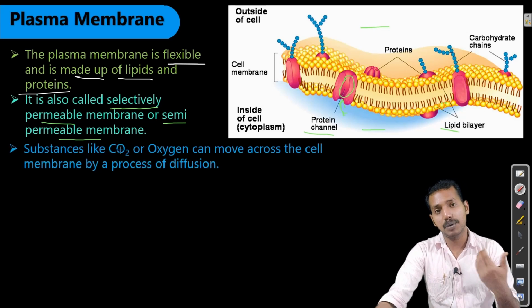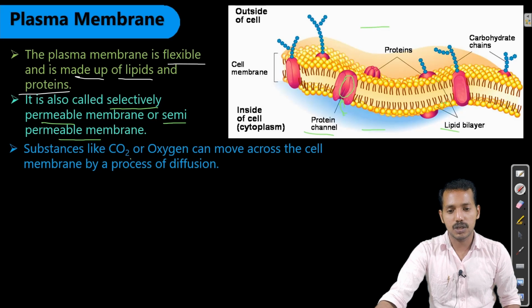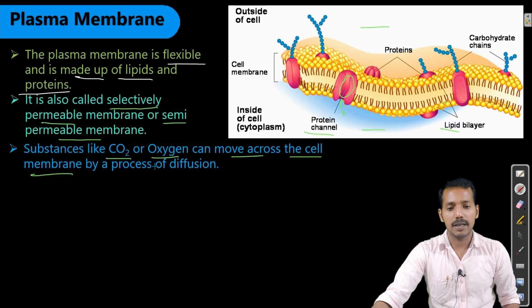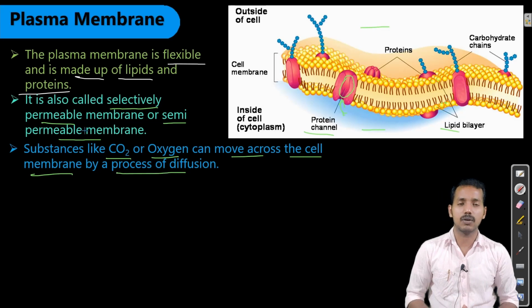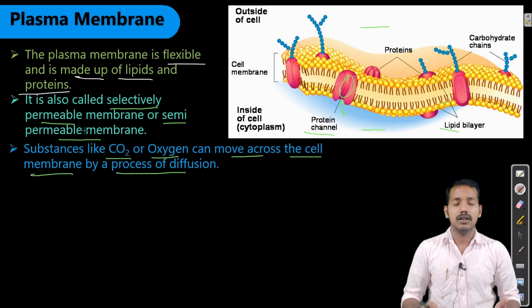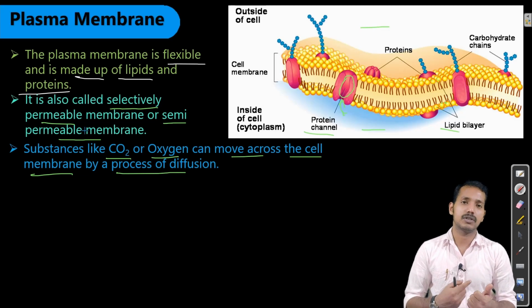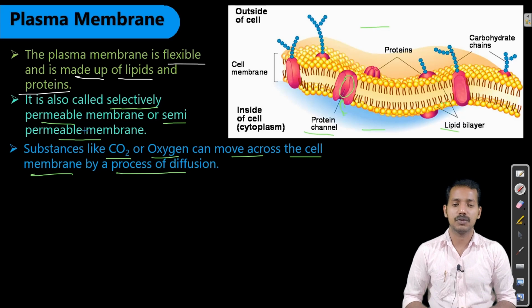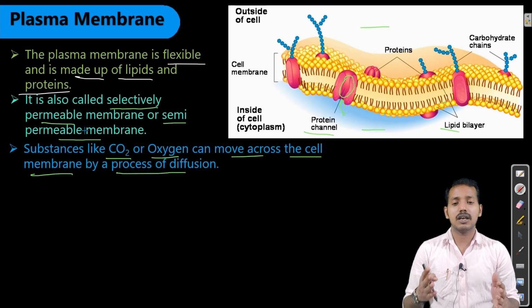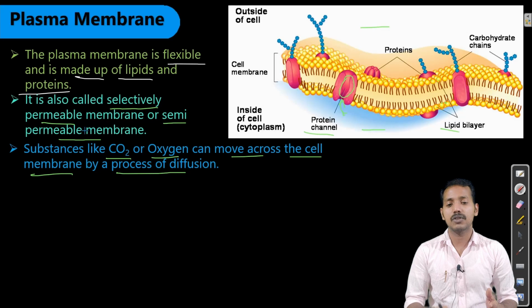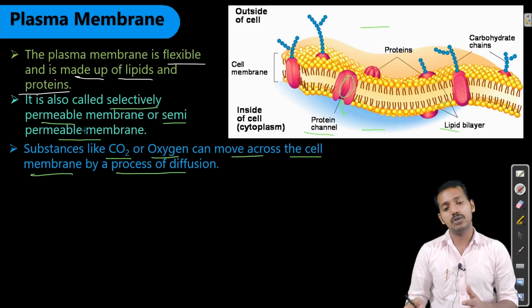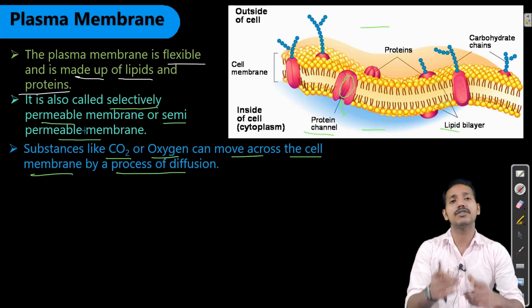As it is a selectively permeable membrane, substances like CO2 and oxygen can move across the cell membrane by a process of diffusion. Another name is cell membrane, okay? Sometimes you will call it a cell membrane. We can call it a plasma membrane, a cell membrane, a selectively permeable membrane and a semi-permeable membrane. These are the four names we can call it. So substances like oxygen and CO2 can move through the cell membrane by the process of diffusion.